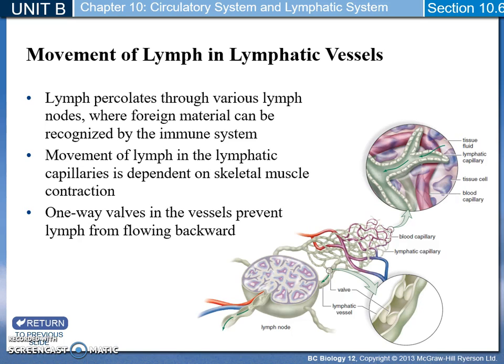In this case, the lymphatic vessels are in close proximity to skeletal muscle, and just the contraction of the muscle is what causes the lymph to travel through the lymphatic vessels. And then we have one-way valves in the vessels, which prevent the lymph from flowing backwards. So it can travel only in one direction, and again, that's because of the valves.